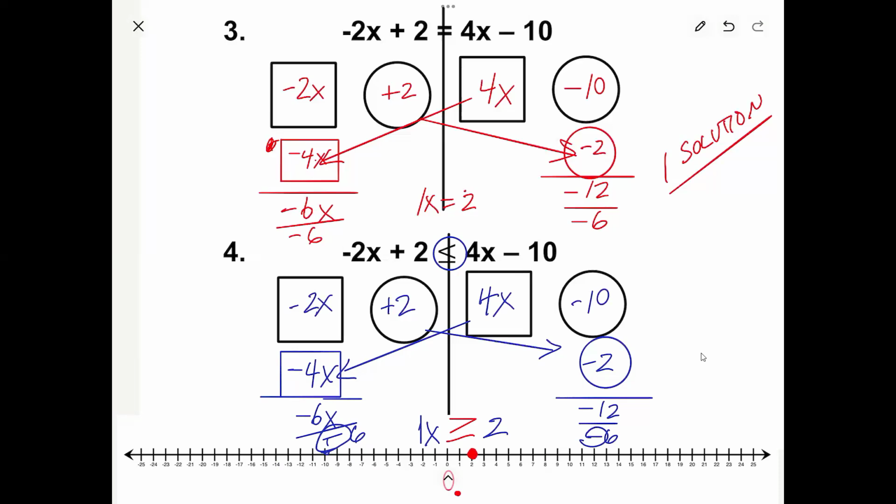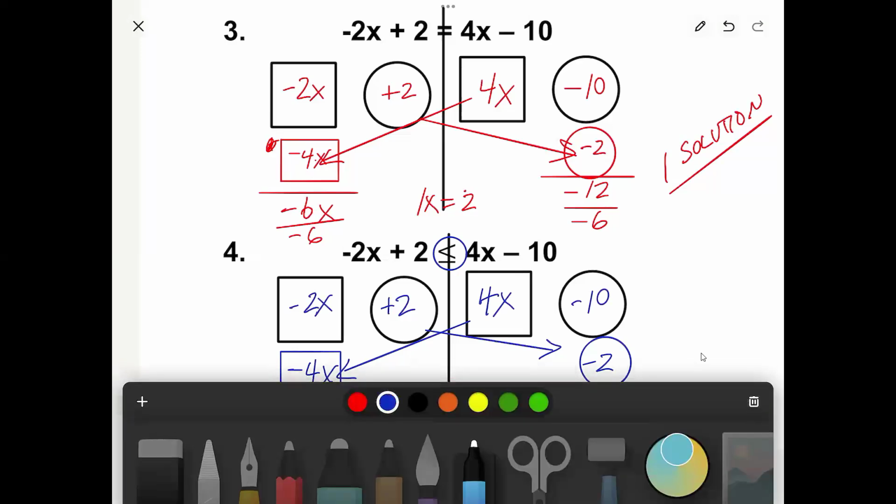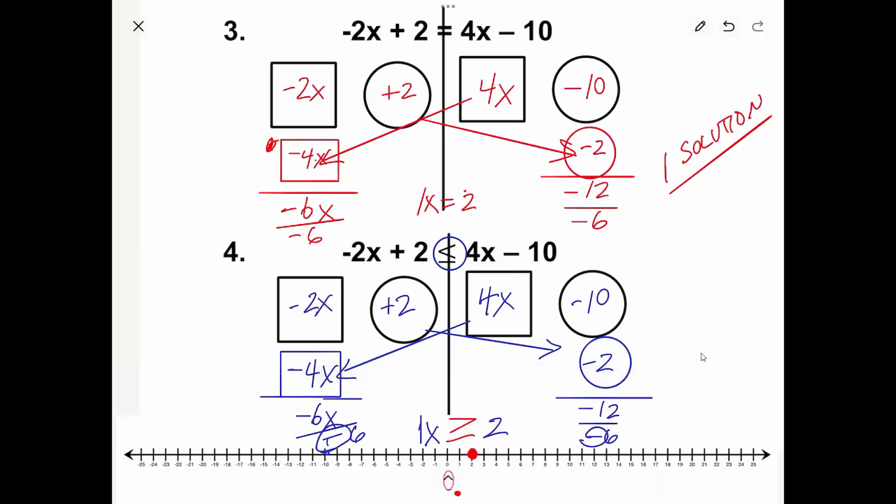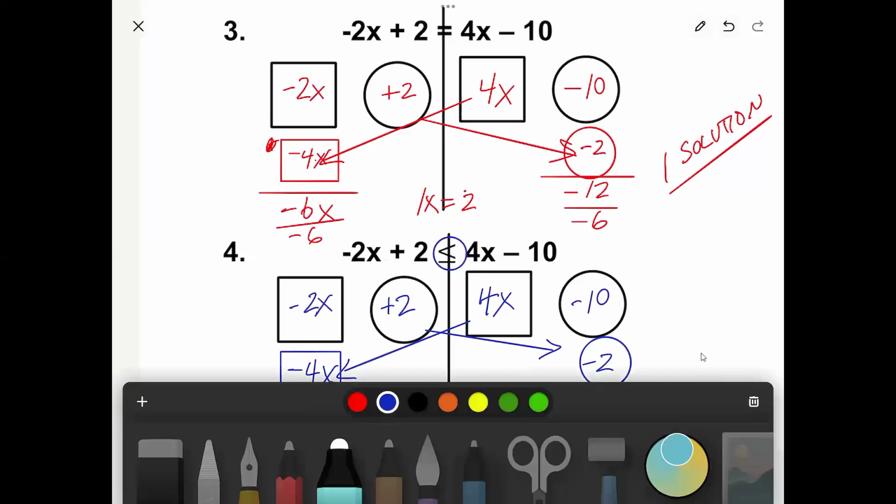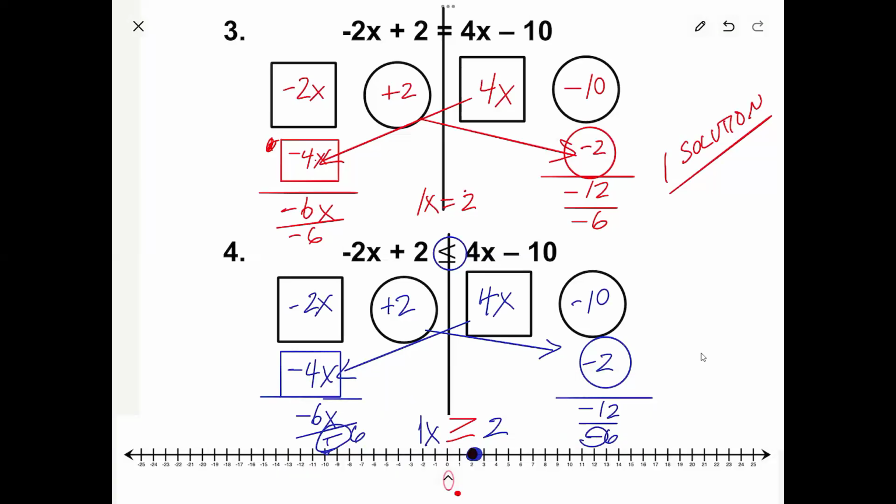Now, if I wanted to graph this, I'm going to make this blue. I would go to a +2, and just like we did before, if you're not sure which way it goes, it's going to go to the right. So we're going to just take our line and it's going to go to a positive infinity. All right, that's it. So this one has one solution. This one has infinite solutions.